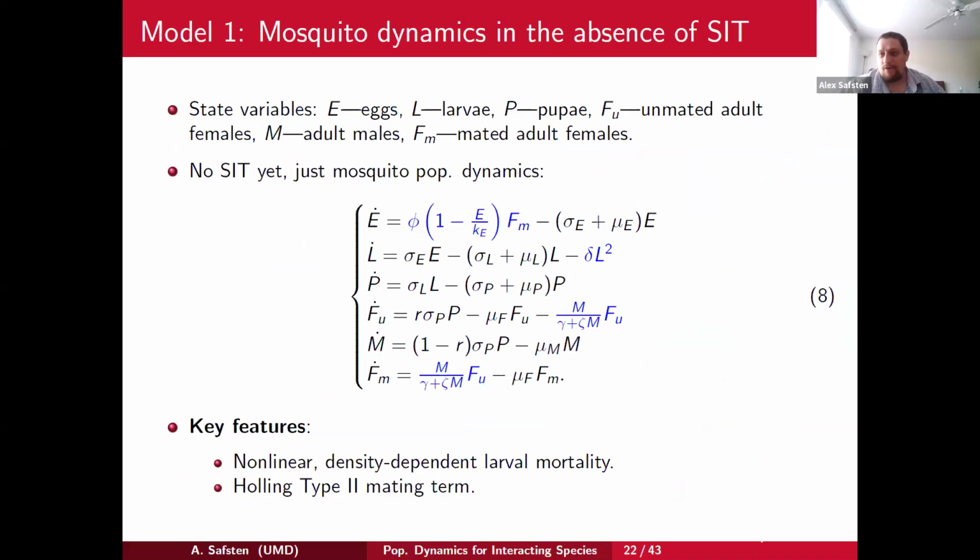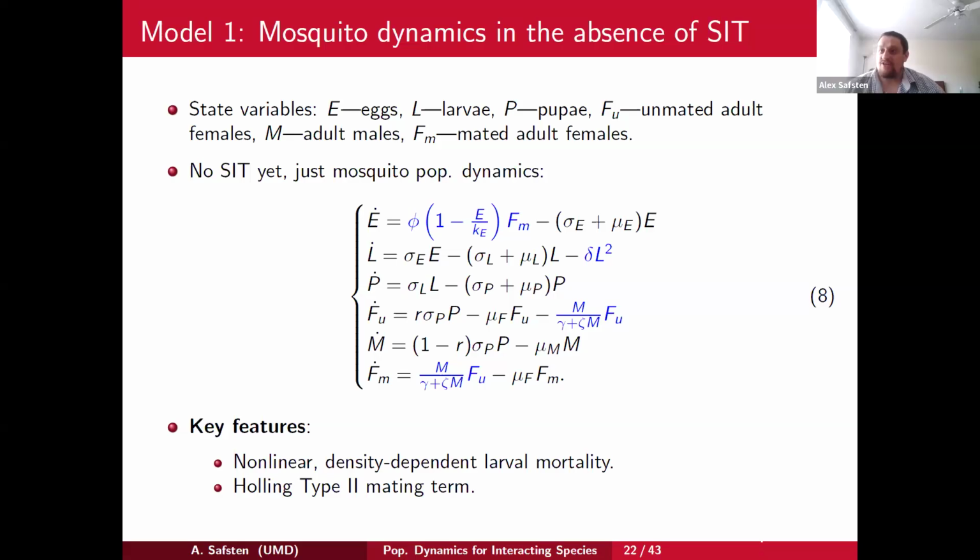So first, I'll present a model that is just a natural mosquito population model with no human intervention. It has 6 compartments. Mosquitoes have 4 life stages, so they're laid as eggs. So the E is the egg stage, with, in blue, I've highlighted the nonlinear logistic growth term.